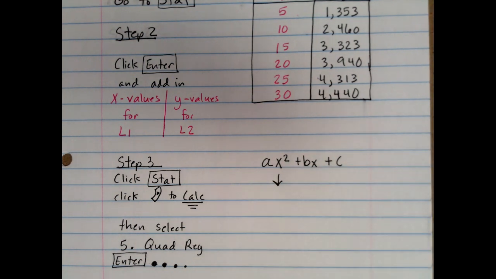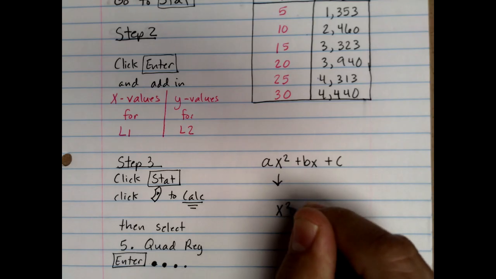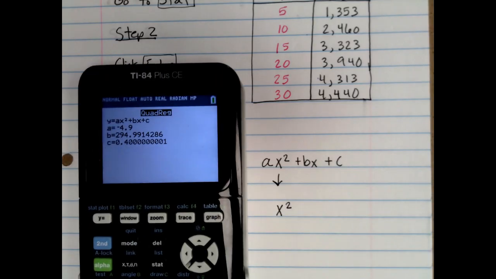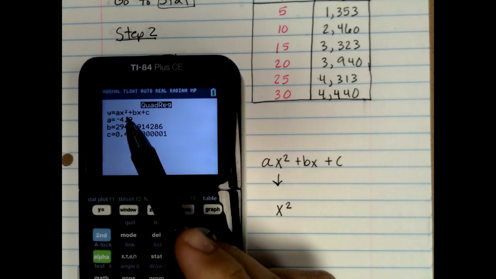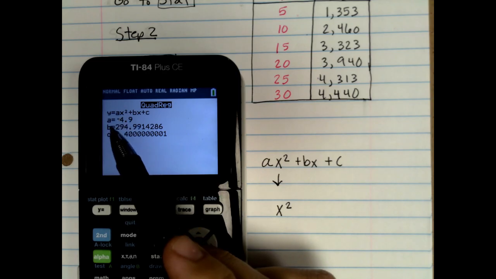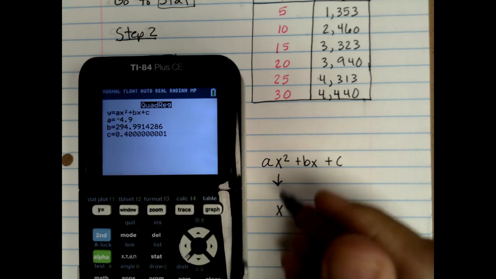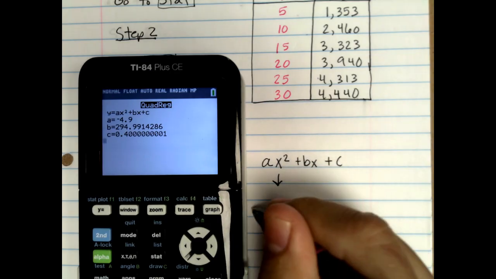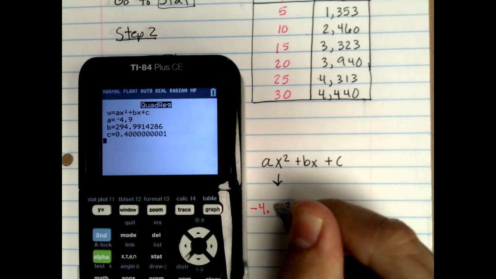Alright, so I'm going to bring down my x squared real quick. If I put my calculator back up here, notice before x squared is my a value, and here it says a is negative 4.9. So I'm going to write that in. So negative 4.9.